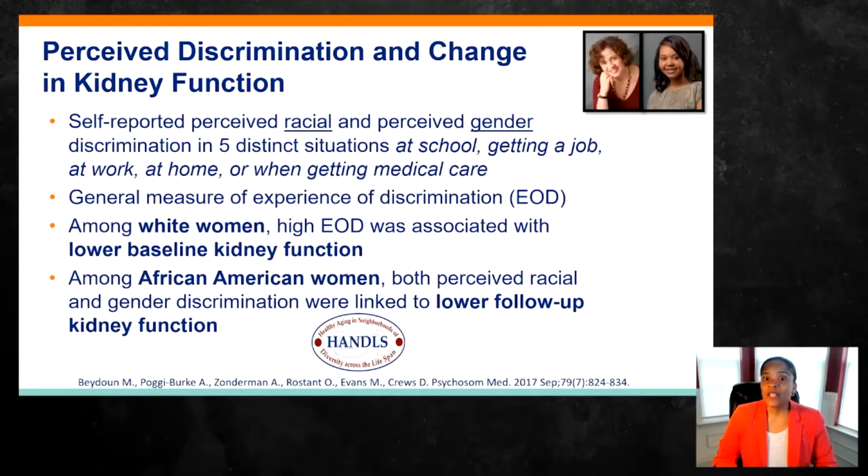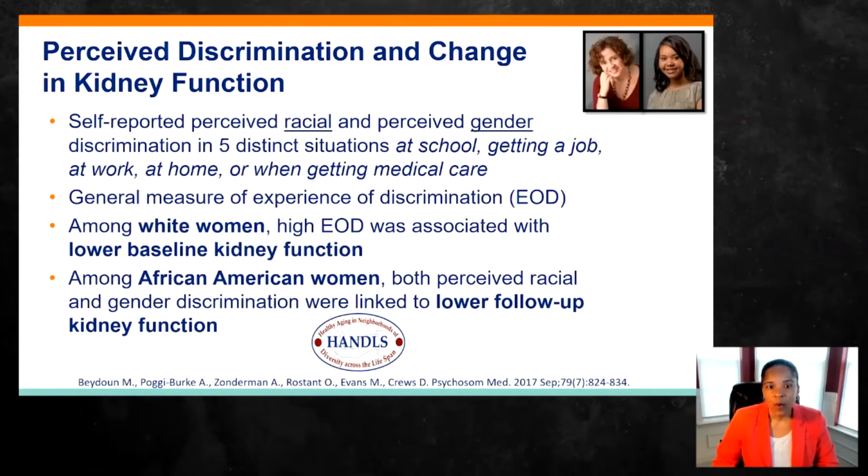So when it comes to perceived discrimination and kidney function, this is really an understudied area. In a Baltimore-based study, my colleagues and I looked at self-reported perceived racial and perceived gender discrimination across 5 distinct situations. Those situations included in the school setting, when trying to get a job, at work for those already employed, at home, and also when seeking medical care. And we also examined a general measure of the experience of discrimination that's been developed and validated.